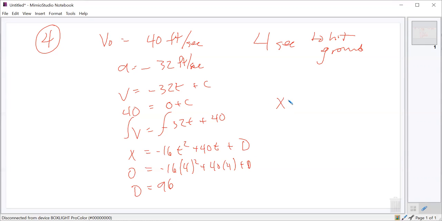So that tells us that your position equation is negative 16t squared plus 40t plus 96. And so the initial position of it would be the position when t is 0. At t equals 0, x equals 96. So 96 feet. Choice B.